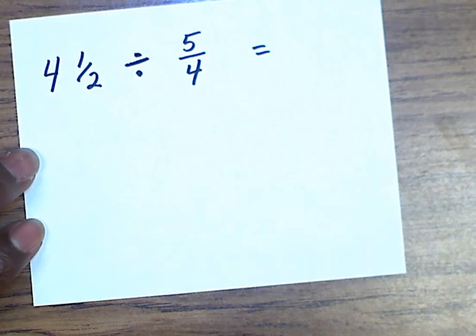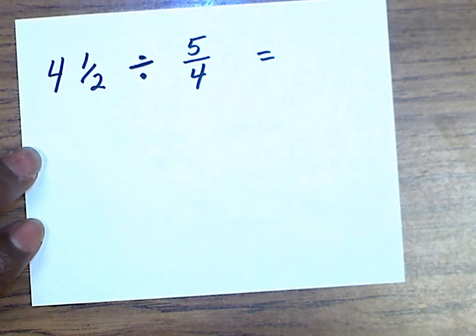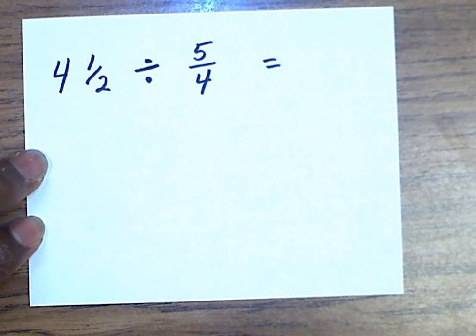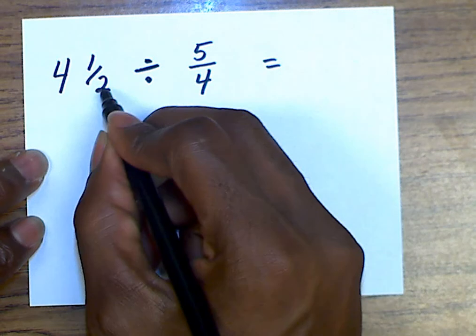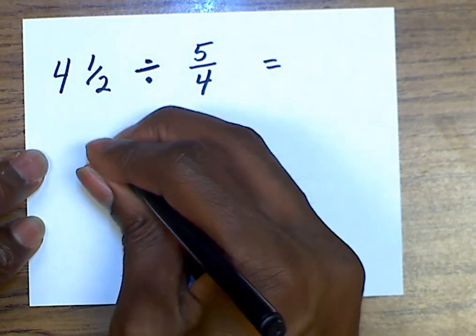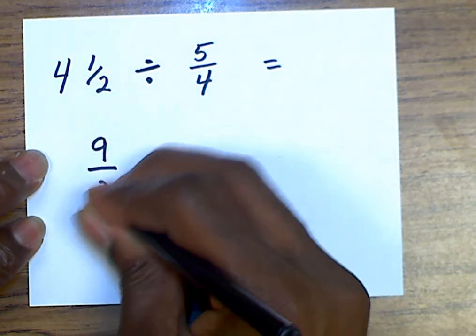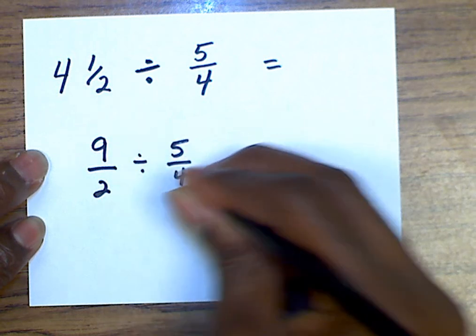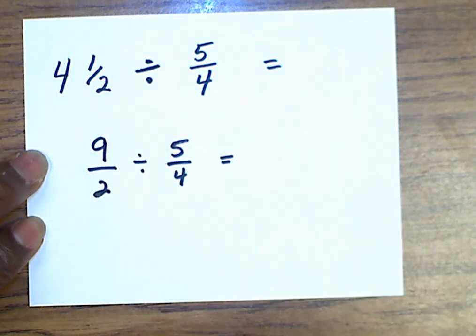And now we're going to look at division. A little bit of an extra step here as we have a mixed number. Whether it's division or addition and subtraction, we want to make sure that we change mixed numbers into improper fractions. So 4 times 2 is 8. 8 plus 1 is 9. 9 halves divided by 5 fourths. So now we have 2 improper fractions. That's how we'd like it.